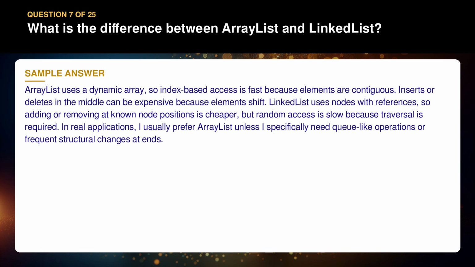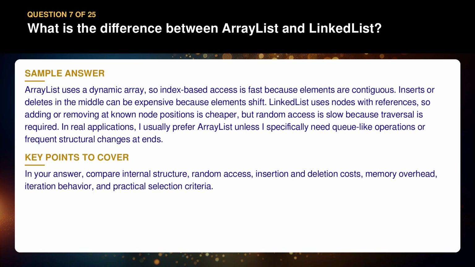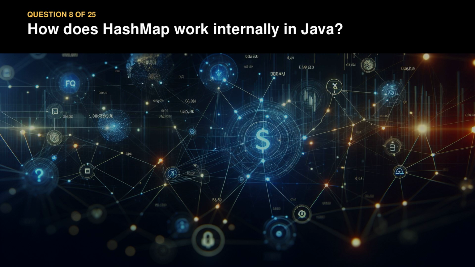LinkedList uses nodes with references, so adding or removing at known node positions is cheaper, but random access is slow because traversal is required. In real applications, I usually prefer ArrayList, unless I specifically need queue-like operations or frequent structural changes at the ends. In your answer, compare internal structure, random access, insertion and deletion costs, memory overhead, iteration behavior, and practical selection criteria.